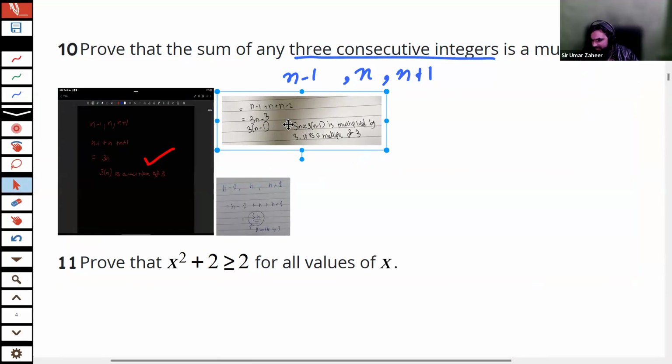Why is it n minus 2? Okay, but normally you have to take n minus 1 and n plus 1. That would be the suitable choice, okay? However, it is correct as well.